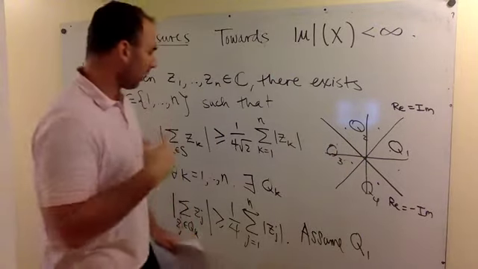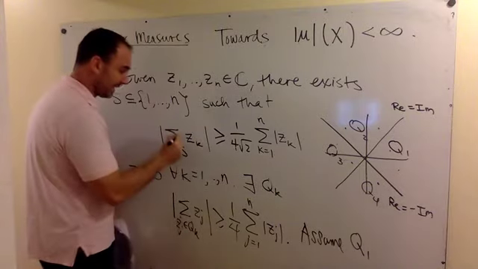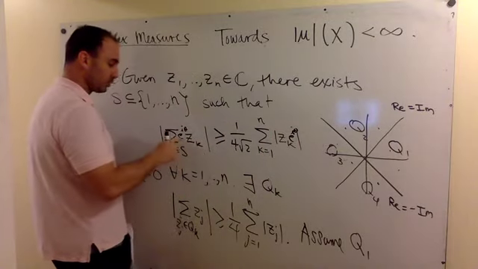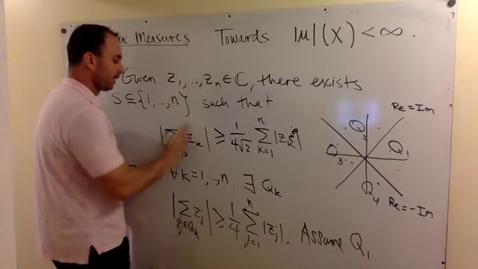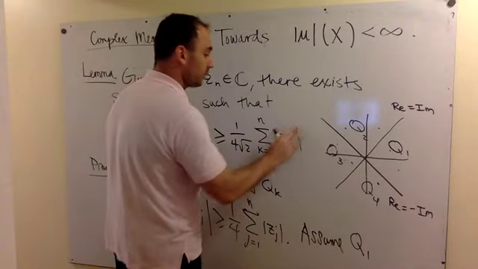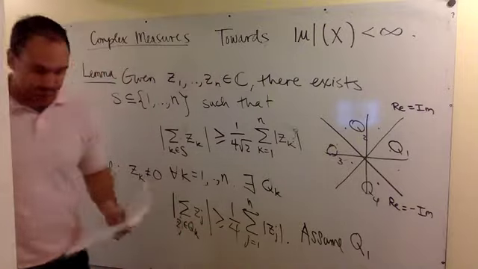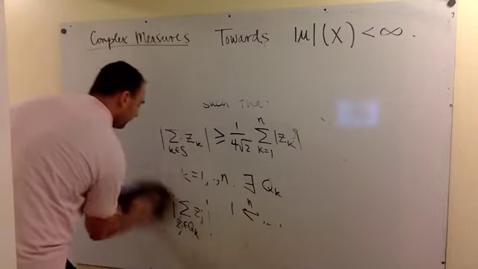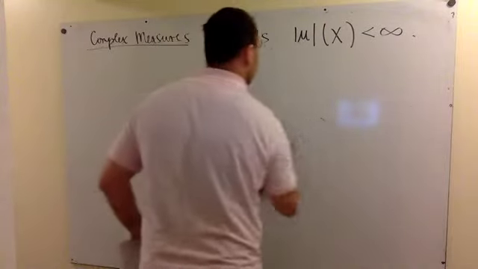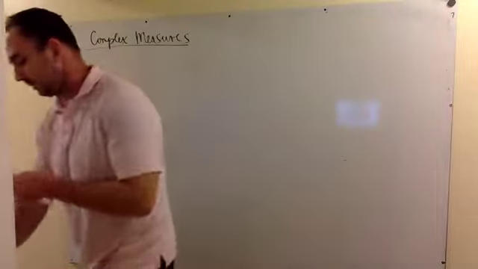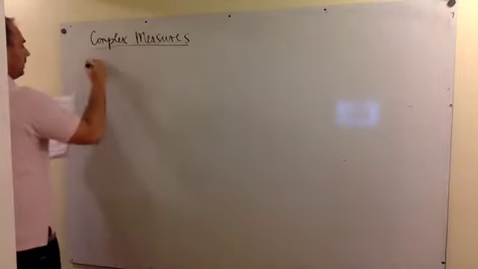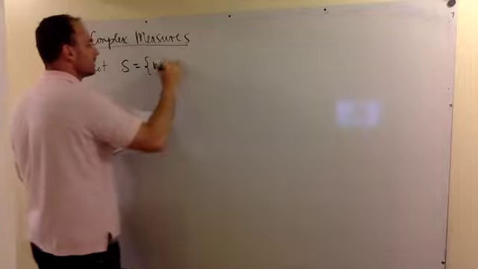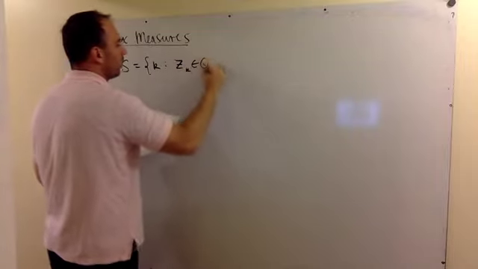And now why can I do that? Well, if you look here, if I multiply, I can stick an e^(iθ), any theta, in these, and the absolute values swallow it up. Why? Because I can factor that out. So the moral of the story is I can assume that it's Q1 that satisfies this. All right, so let's go from there. Let S equal a set of indices such that zk is in Q1.